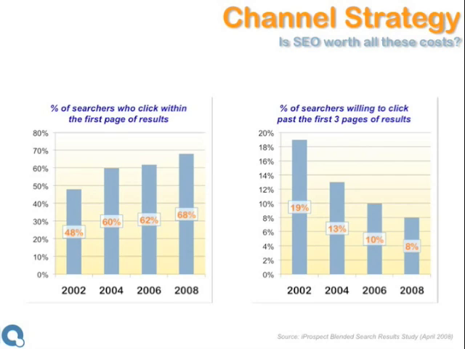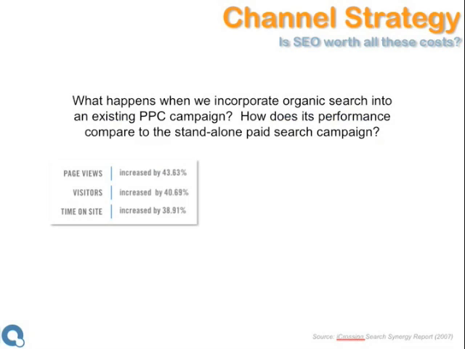This is the result of an iProspect study done in April of 2008, results still very relevant. So what happens when we incorporate organic search into an existing pay-per-click campaign? What can we expect? How will it compare to a standalone effort?